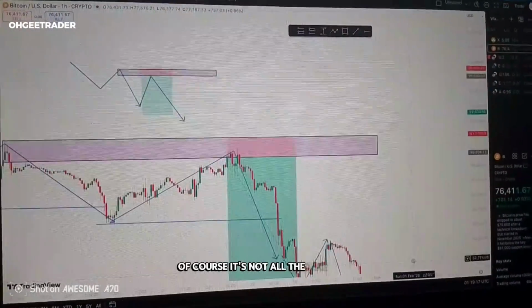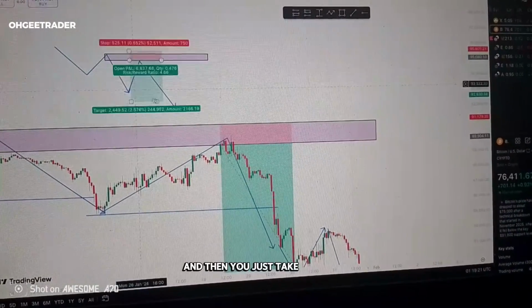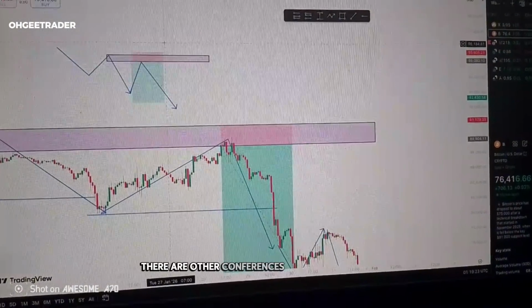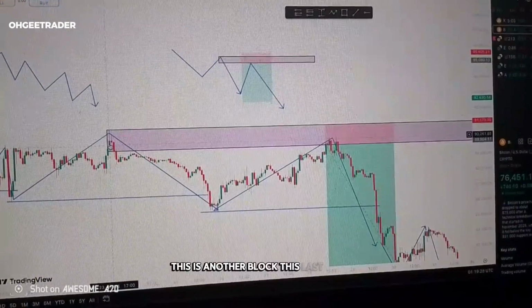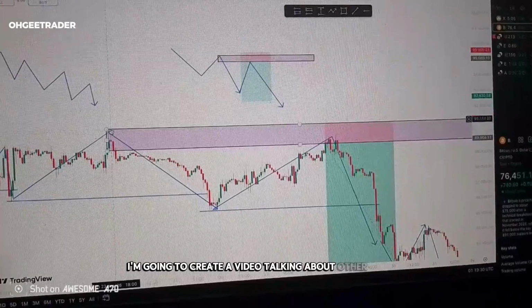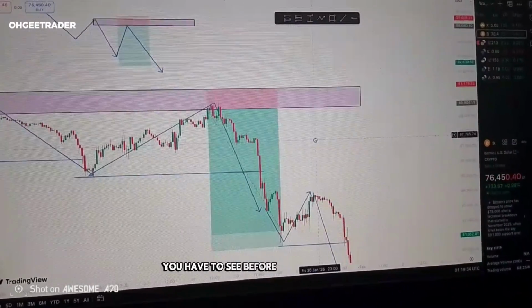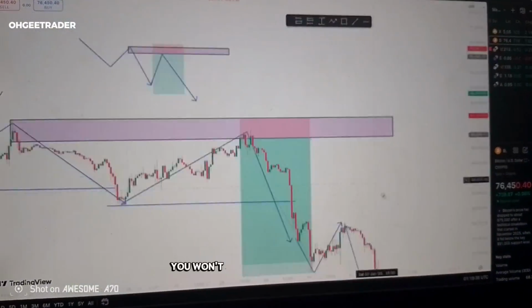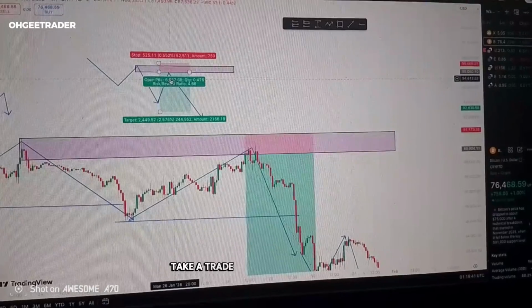Of course, it's not all the time, because you're not just going to see this and then just take the trade. There are other confluences that you have to see, like other blocks. This is another block, this last candle. I'm going to create a video talking about other blocks. So yes, there are other confluences you have to see before taking the trade. You won't just see it pull back like that and go and take a trade. It doesn't work like that.